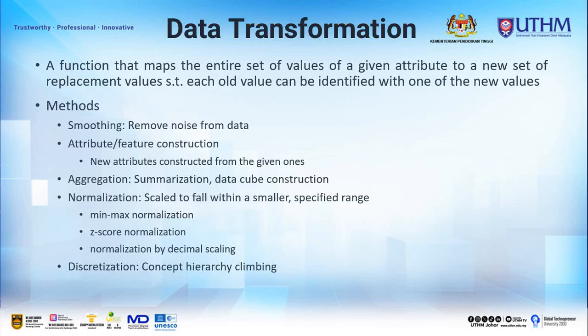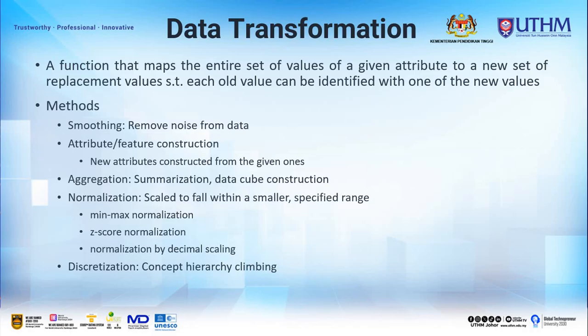The second method is attribute or feature construction, where we try to create new attributes or new features from the existing ones. For example, by combining the existing features or deriving new metrics, we can enhance the dataset's utility. Next, the third one is aggregation, where we summarize the data and construct data cubes. This is often done by grouping the data based on certain criteria, for example, summing sales by region or averaging temperature by month.